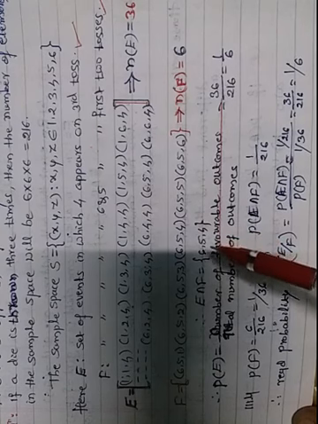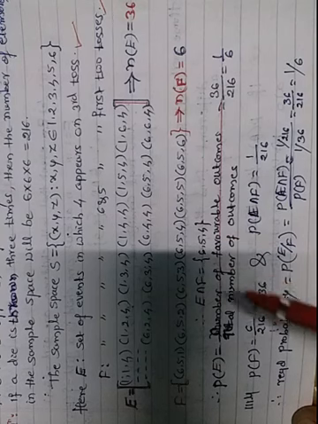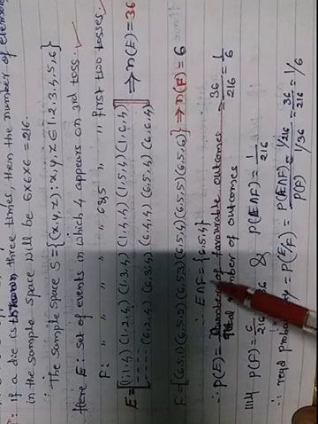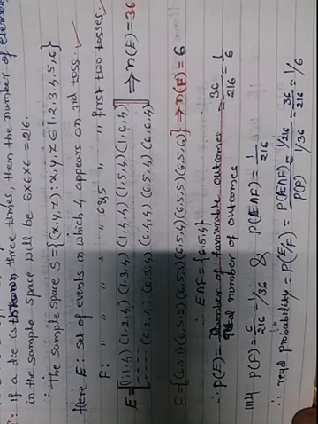Hence, E intersection F is very important. This plays an important role in finding the conditional probability value, because in the forthcoming formula, I will show you. E intersection F is 6, 5, 4. You should keep it in your mind.